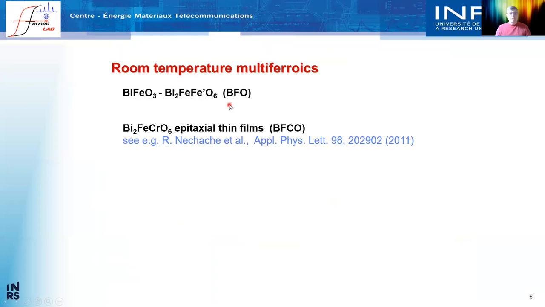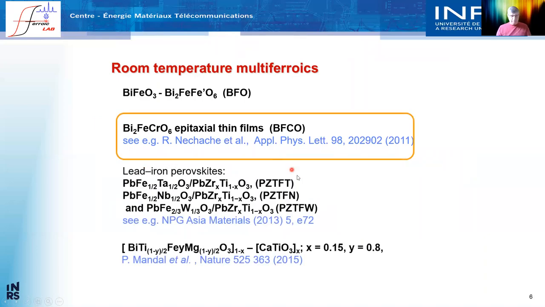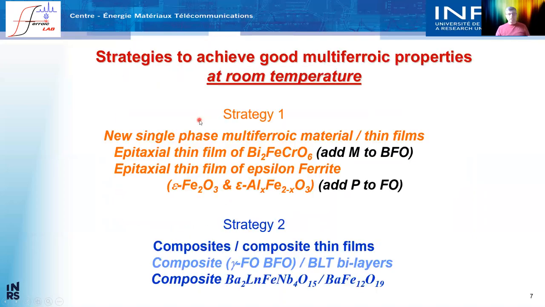And then it has been predicted by a computing simulation by Spaldin et al. that if we replace one of the non-equivalent irons by chromium, it will become a much better multiferroic, called BFCO. And that's what we have actually done in my group for the first time in 2007. Then more recently, other room temperature multiferroics have been synthesized. And you have here a few examples, but I'm going to speak about this one and another one too.